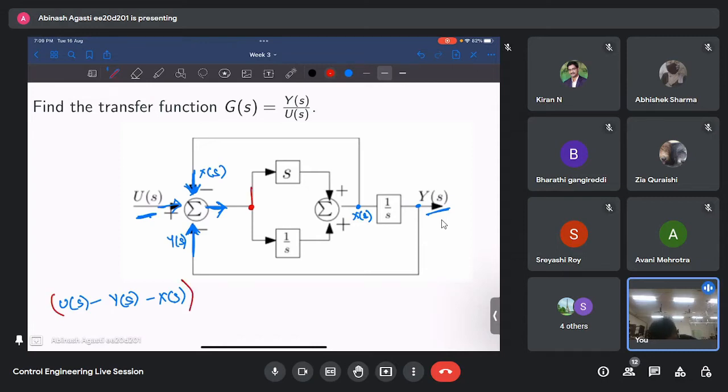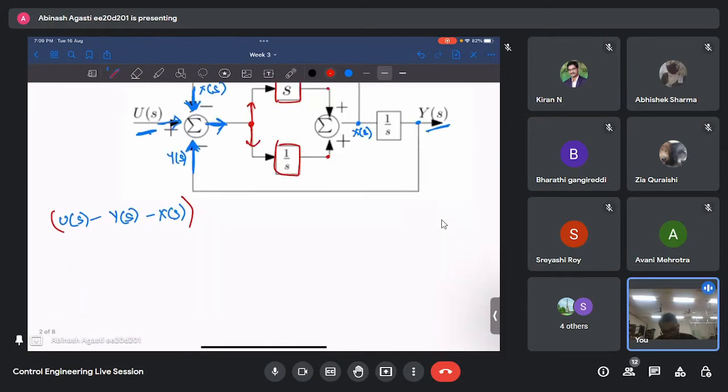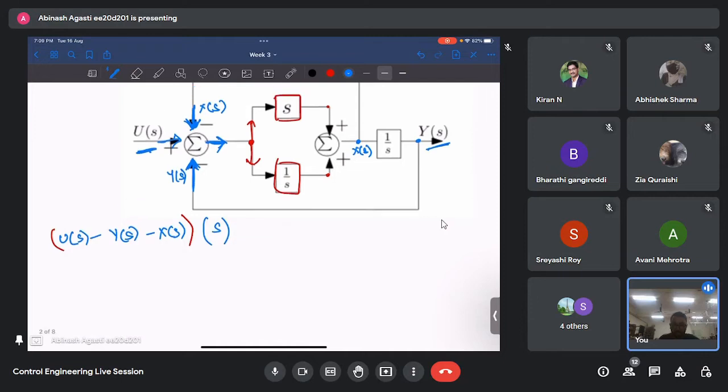That signal goes this way and this way, gets multiplied with some blocks, comes out, and then is added. So let's write that: this signal into s on the upper branch and into 1 by s on the lower branch, then both of them are added. So we can write this is s plus 1 by s. And that is this point, which is nothing but X(s). We have one equation till now.